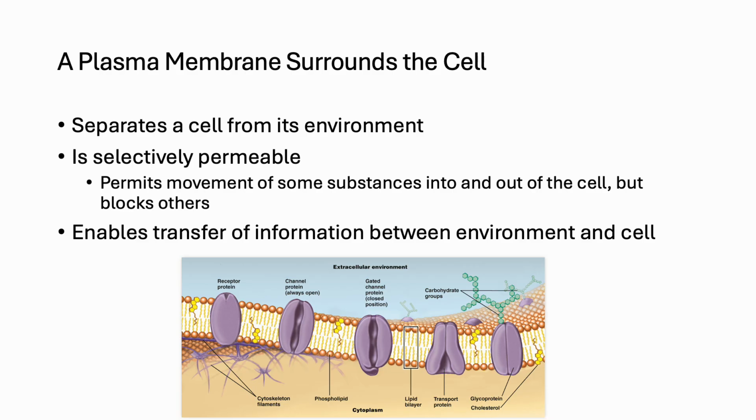For example, hormones binding to receptors on the membrane can trigger changes inside the cell. Its role is critical for survival. Without it, cells could not regulate their internal composition, maintain energy balance, or coordinate with other cells in the tissue. Think of the plasma membrane as both a security gate and an information hub, controlling access and relaying messages that guide cellular behavior.